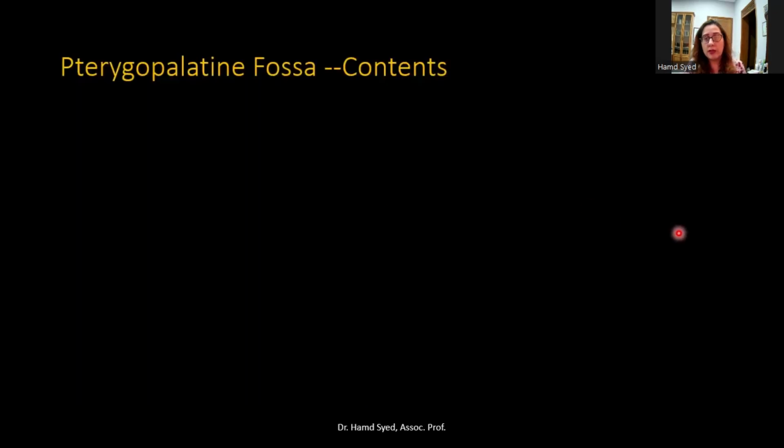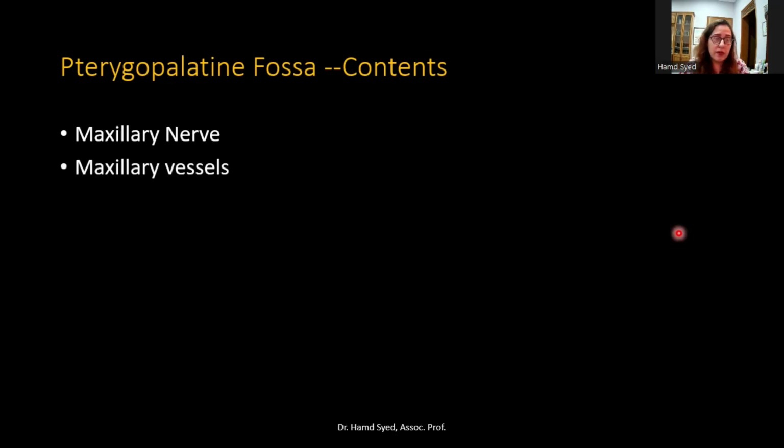Now we're going to summarize the contents of the pterygopalatine fossa. First is the maxillary nerve. Also remember the maxillary vessels, they accompany the branches of the maxillary nerve. And of course the pterygopalatine ganglion with a small amount of fat.